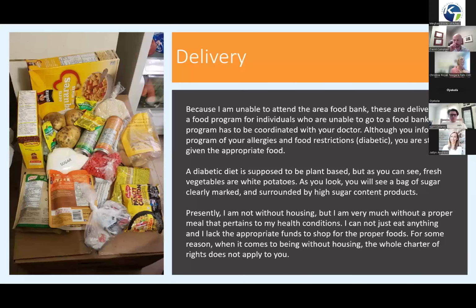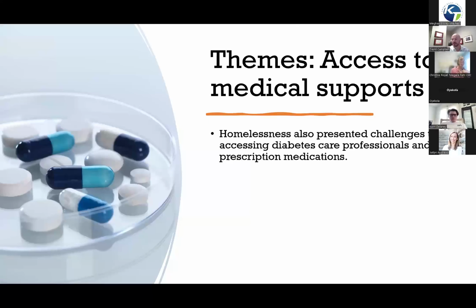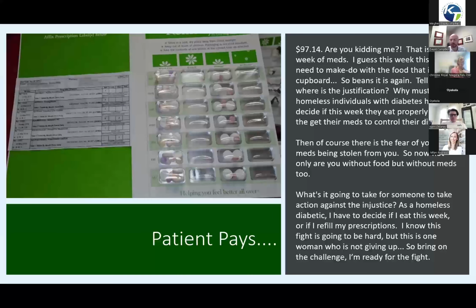And lastly, the last theme from our photovoice exhibit spoke about the access to medical supports. And so this individual created a narrative called Patient Pays. And she says, $97.14. Are you kidding me? That is for 1 week of meds.